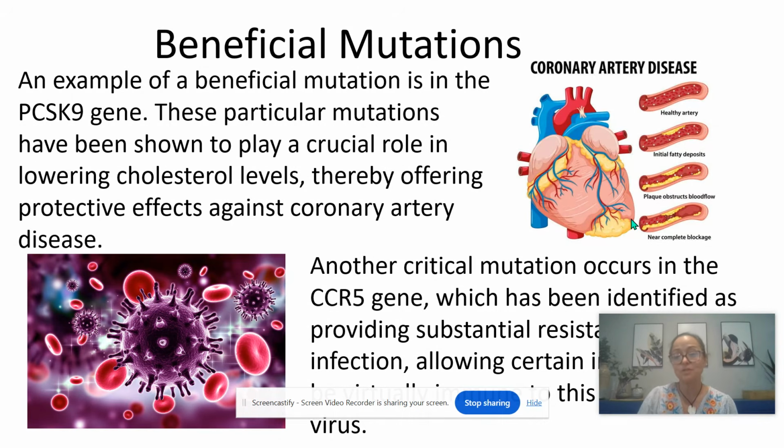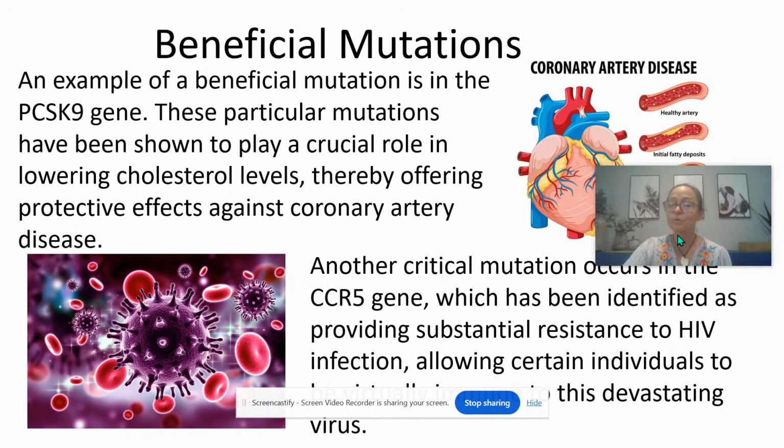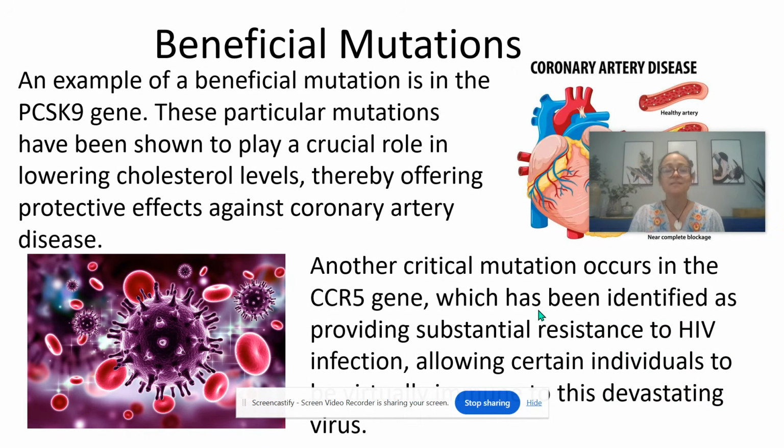Another positive mutation would be in the CCR5 gene that codes for a protein on a white blood cell that the HIV virus uses to enter into the white blood cell. So if that protein is mutated, then these individuals are basically immune to HIV. So those are two examples of beneficial mutations.